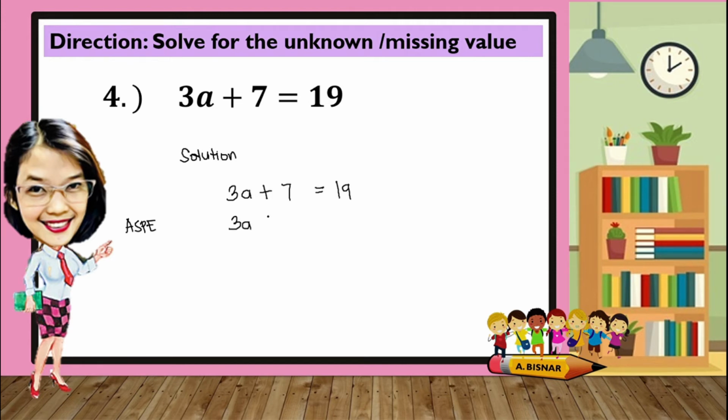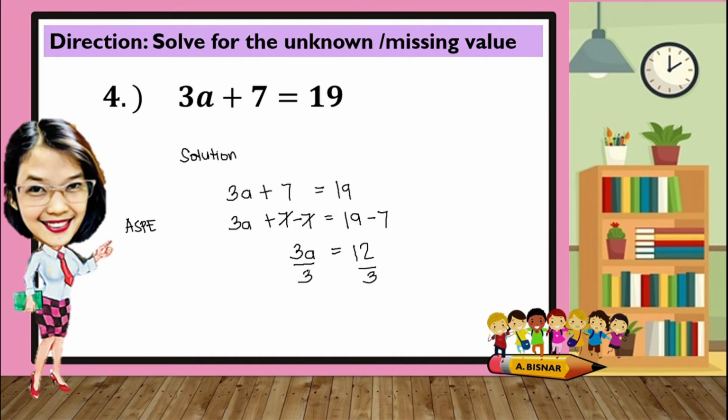So you have 3A plus 7 minus 7 is equal to 19 minus 7. So this will be 0. What's left? You have here 3A. 19 minus 7 is 12. However, this is not yet the final answer because you still need to find the value of A. So in here, you can also use the multiplicative inverse, or you can just simply divide both sides of the equation by 3 to get the value of A.